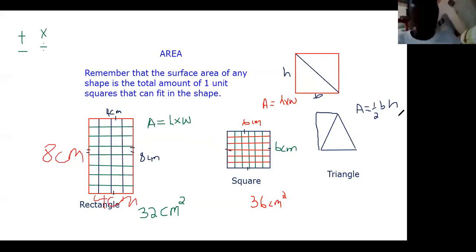Clear? Yes, sir. So if I ask you, what is the area of a triangle? What am I asking you?